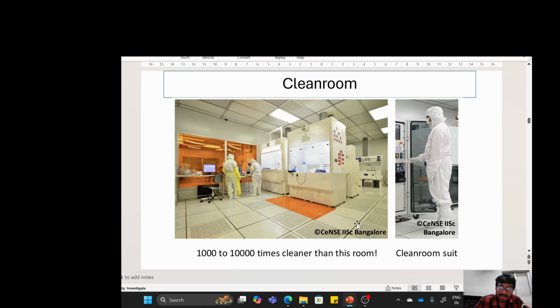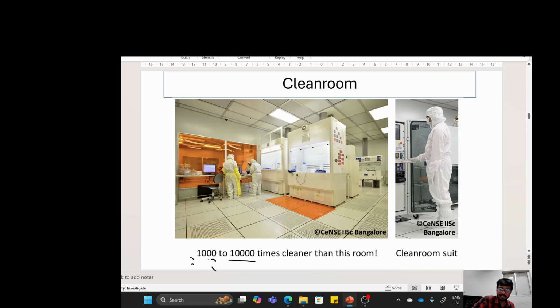And then comes the lithography, after your diffusion or oxidation. In lithography, there is the class 1000 room and the class 10,000 room, meaning 1000 particles per cubic meter, and class 100 is 100 particles per cubic meter. The better the class, the cleaner the room. To maintain that clean room is highly expensive.